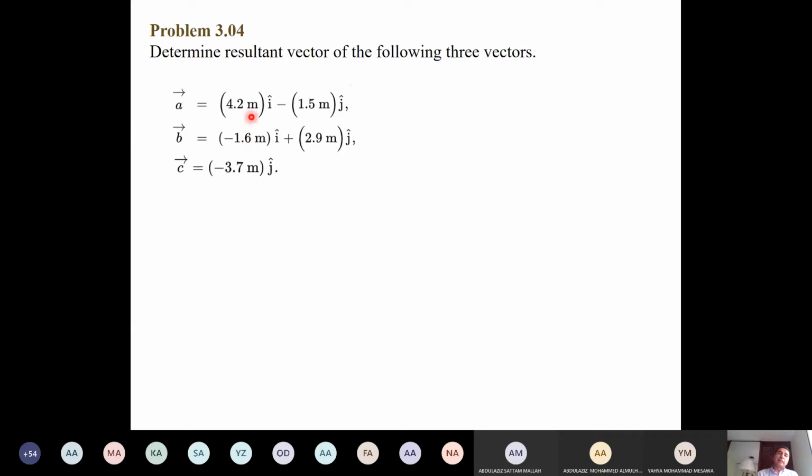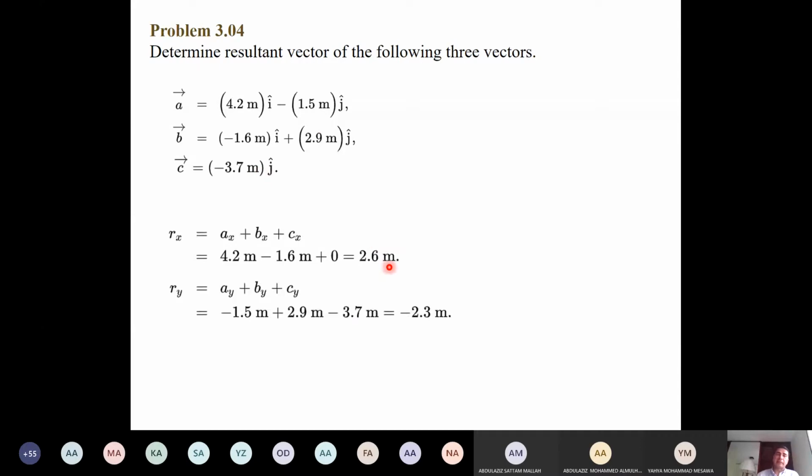The strategy is that you add the x component with the x component. For C, the x component is 0, so you are adding nothing from C for the x component. For the j component, you add the y components of A, B, and C. So this is Rx, and the sum of all three is 2.6 meters. Similarly, we have the y component, and the sum of the three is minus 2.3 meters.